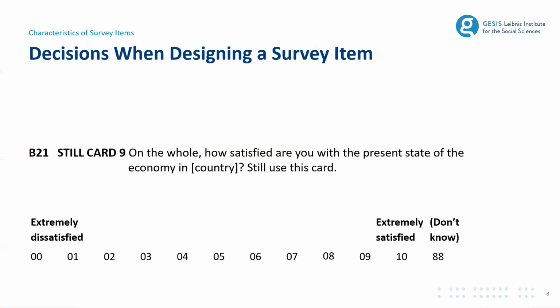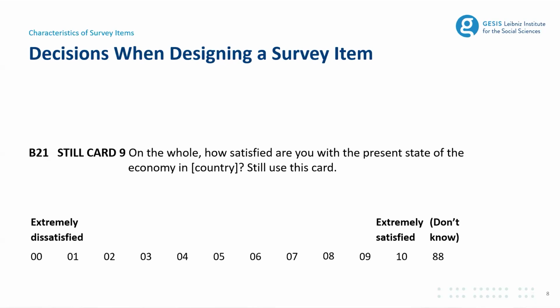What you see here is an example of an item, how it is used in the European Social Survey, in the ESS, and it states, "On the whole, how satisfied are you with the present state of the economy in country XYZ? Still use this card." So this is the item, your request for an answer, and then you have an answer scale on the bottom, which ranges from extremely dissatisfied to extremely satisfied.